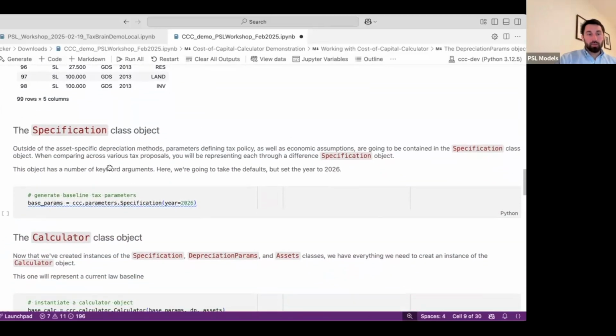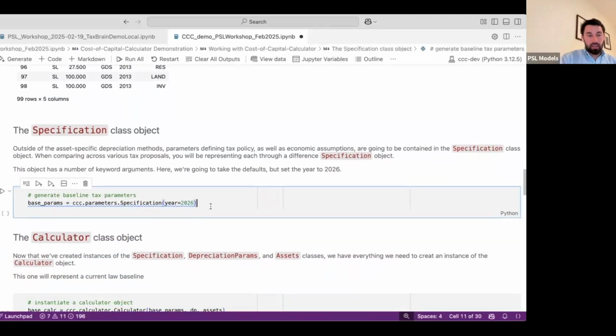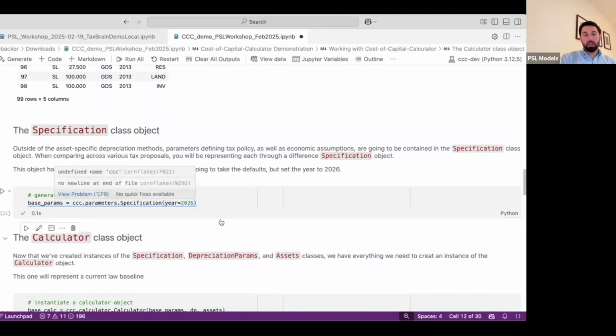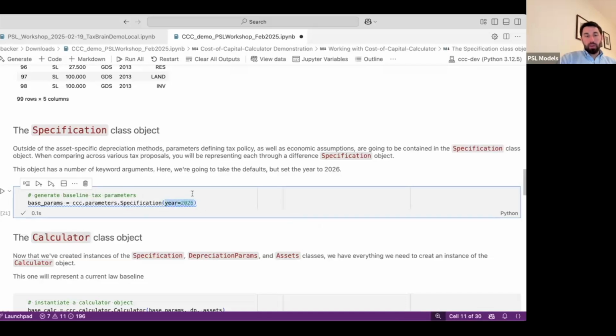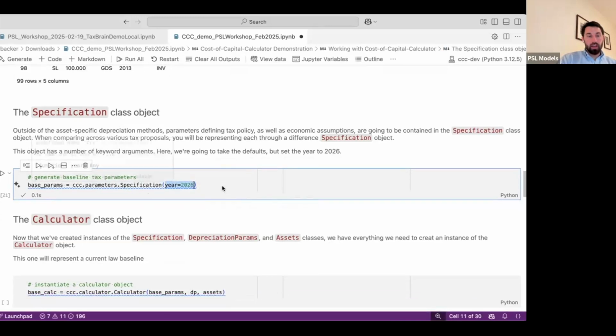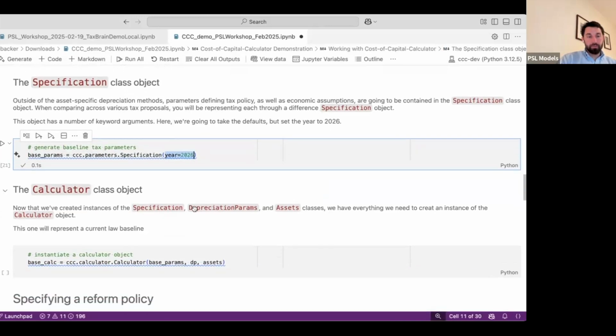Okay, then next we're going to create this last ingredient that is our other non-depreciation parameters of the model, and that's done with this specifications class object. We've got those specified for current law for all years. And so we're going to pick a year to analyze here, and we'll set that to 2026. So we'll generate our baseline tax parameters there.